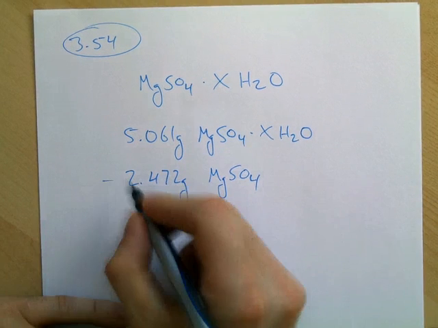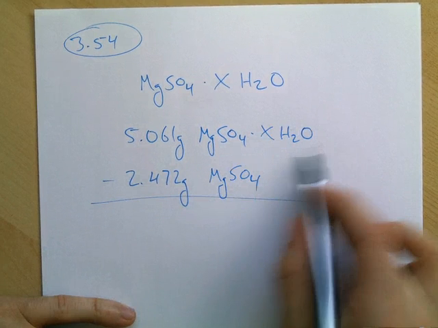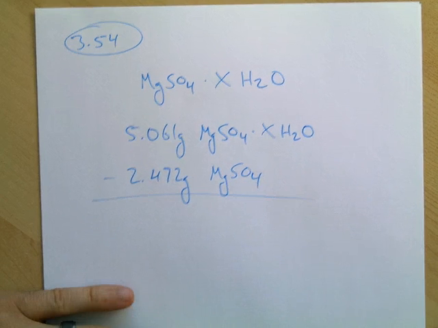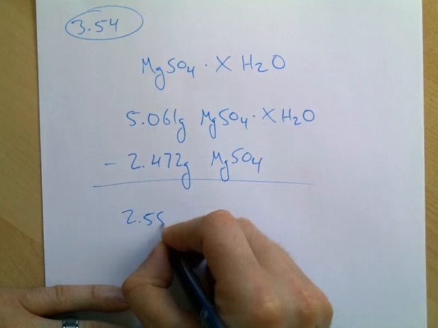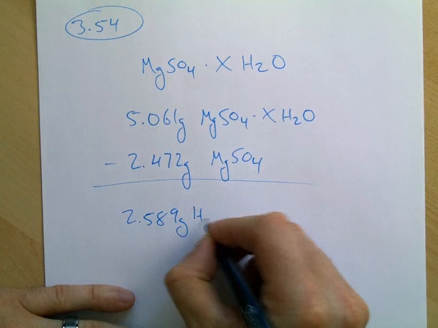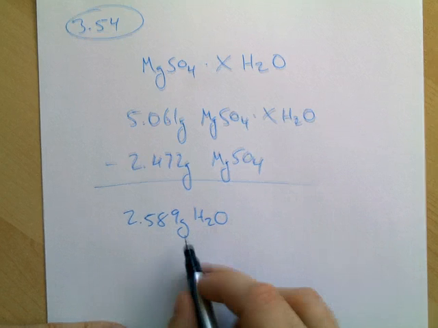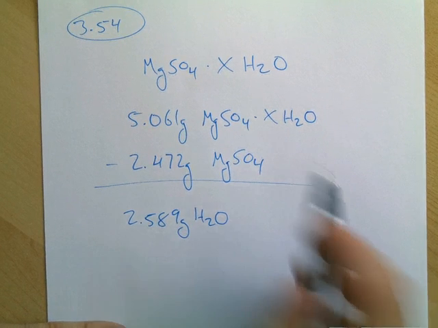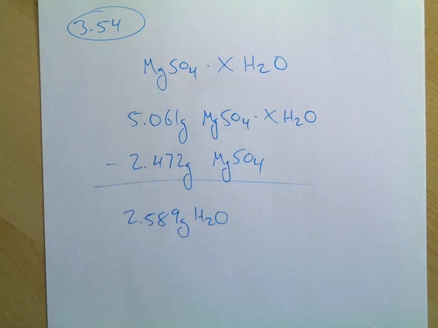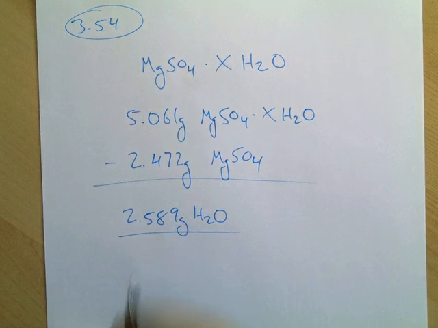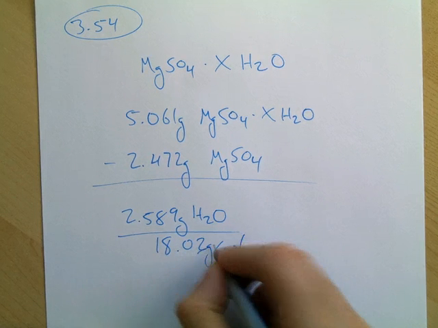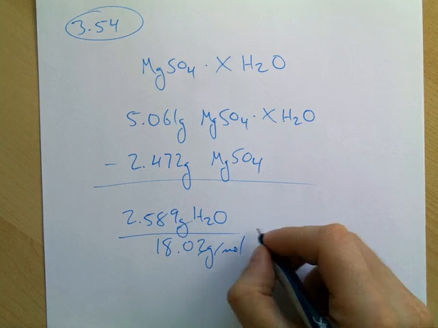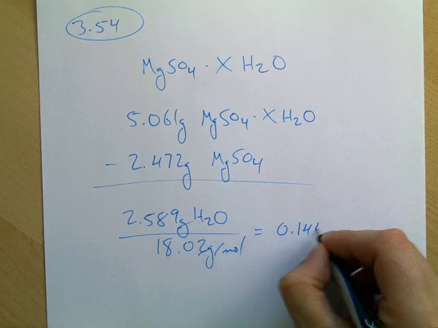So I'm going to subtract these two, and that's going to tell me the mass of the water that was in my original hydrate. So I'm going to take this number minus that number, and I get 2.589 grams of water. Okay, now I need to figure out the amount of moles of water, because I want to figure out the proportion in moles between the two, because we always do how many, the quantity, in moles. So I'm going to take the mass and divide it by the molar mass, 18.02 grams per mole. Of course the grams cancel out, the moles go up top, and you end up with 0.144 moles of H2O.